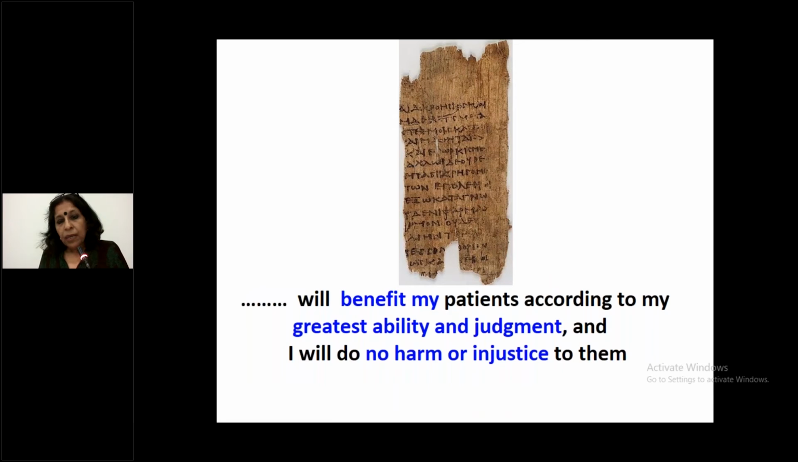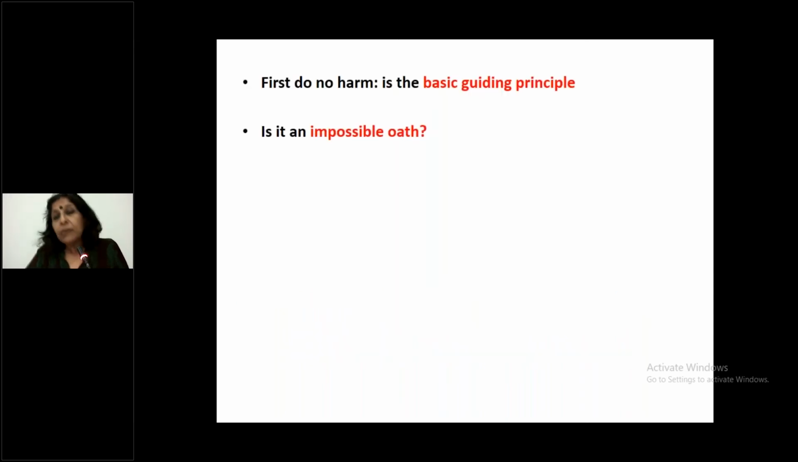So he had written that I will benefit my patients according to my greatest ability and judgment, and I will do no harm or injustice to them. So that is the basic guiding principle whenever we are treating patients. But a recent article in BMJ had talked about, is it an impossible oath? Can anyone even stick to it? From Hippocrates' times, when it was decided that no harm should come to the patient, there has been a paradigm shift in the thinking that patient safety errors will be there.